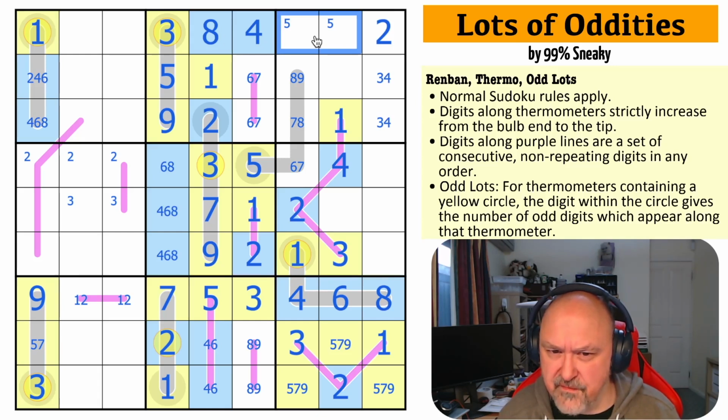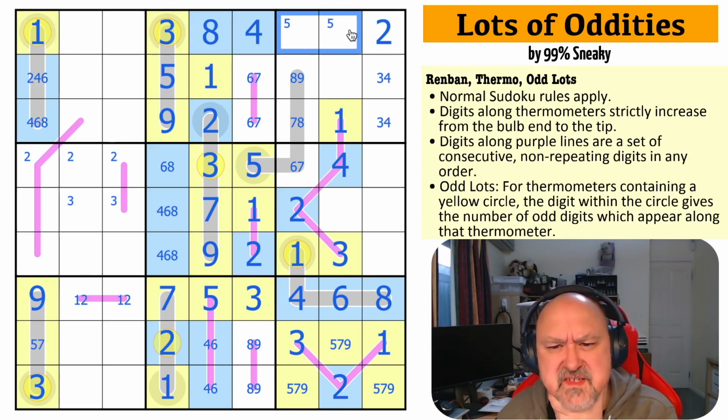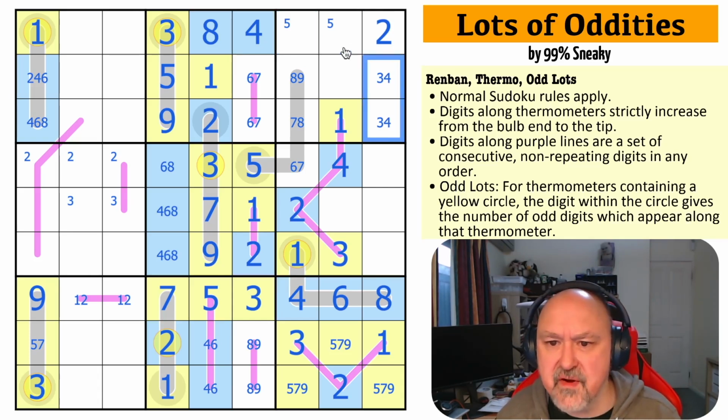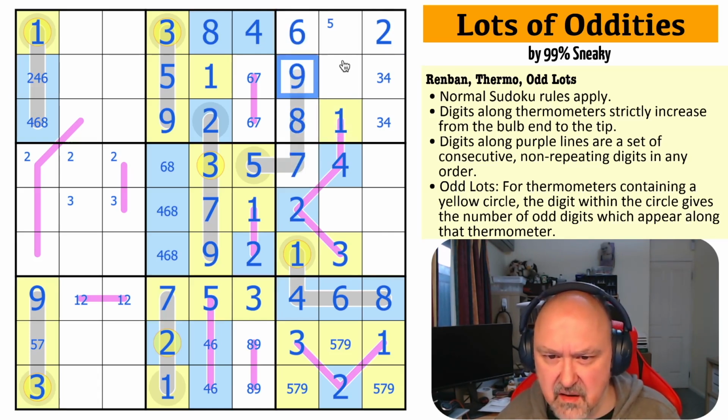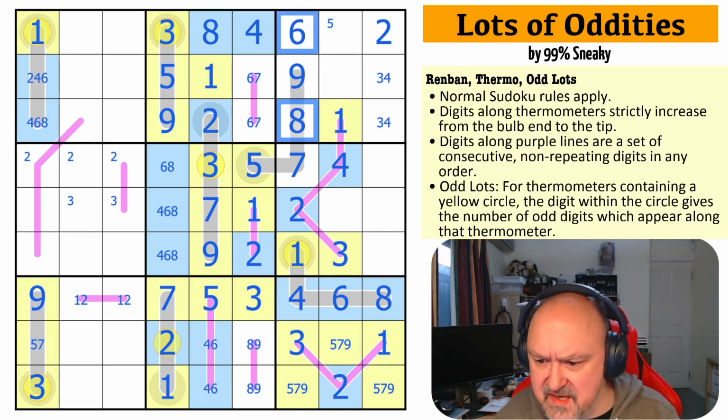One, two, three, four, 5, 6. No. So 5, 6, 7, 8, 9. Well, wait a minute. This is a 3, 4 pair, and I can't put 6 there. So this is actually a 6. So this is 7, 8, 9. So those are even, and these are odd.